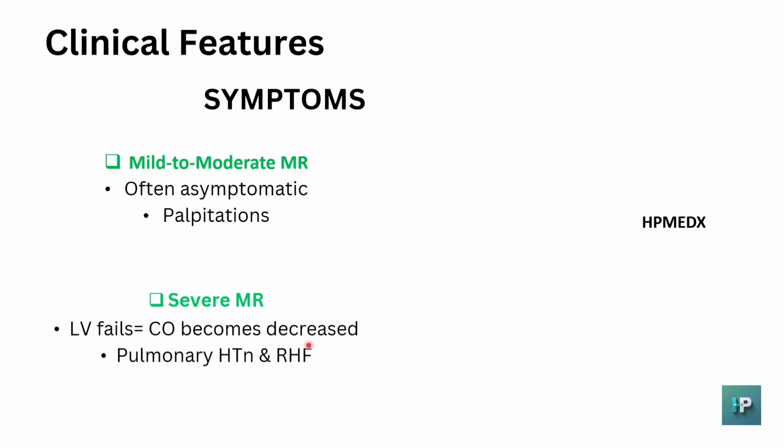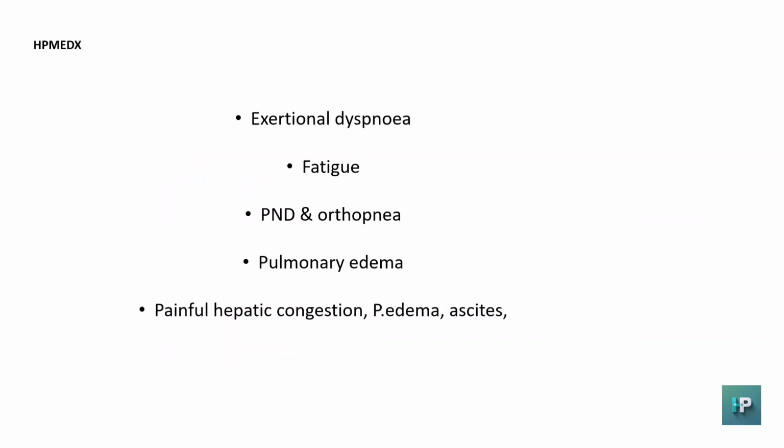And in severe mitral regurgitation, there may be pulmonary hypertension and right heart failure, which leads to various symptoms such as exertional dyspnea, fatigue, paroxysmal nocturnal dyspnea, orthopnea, pulmonary edema, painful hepatic congestion, pedal edema, and ascites.